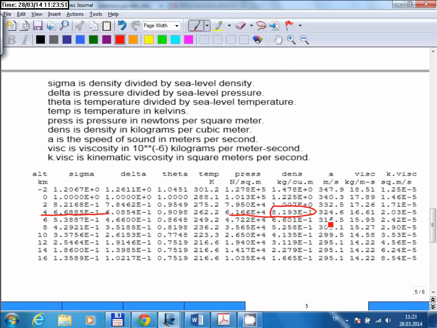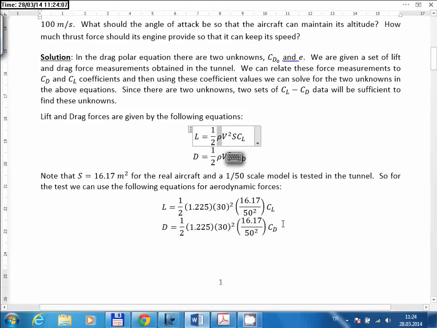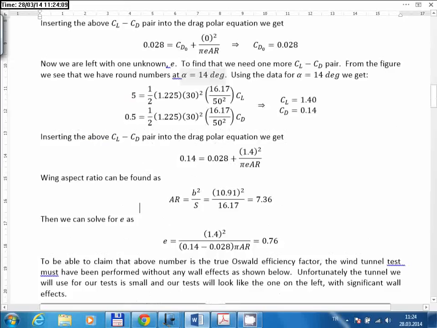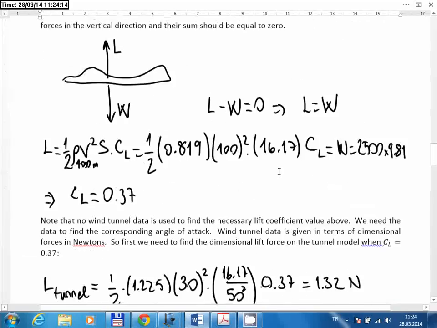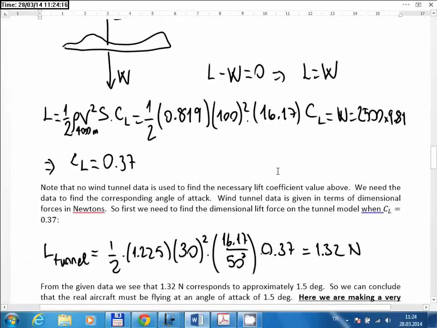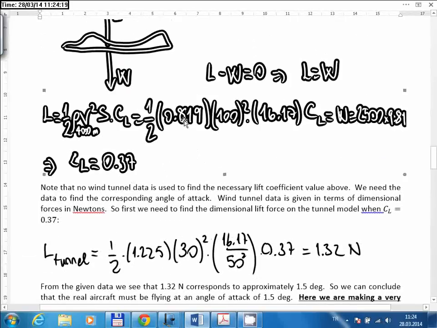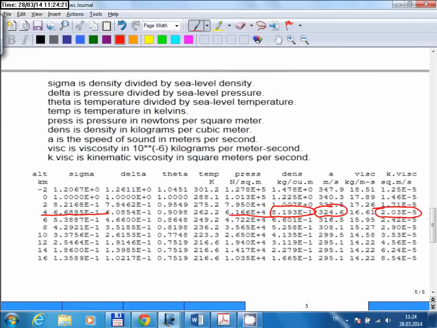And if you need to calculate the Mach number, you need to use this value for the speed of sound. And if you need to calculate the Reynolds number, you should use this value for kinematic viscosity. Okay? And in fact, this is the value I used in the previous example. Let me show you that. Okay, so this value is 0.819. As you see, it is directly taken from the table here.